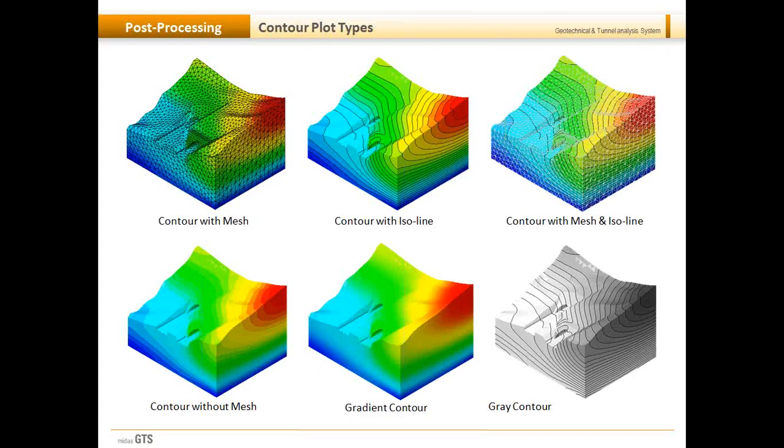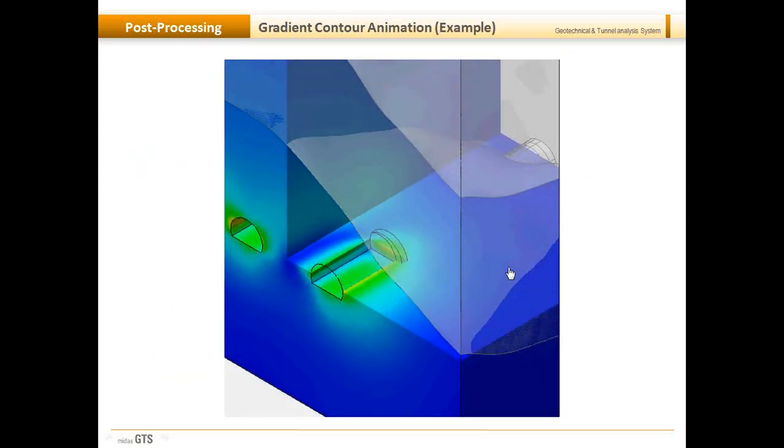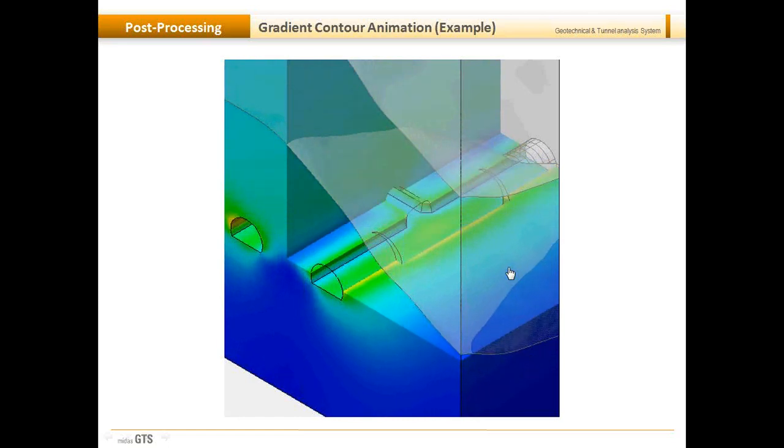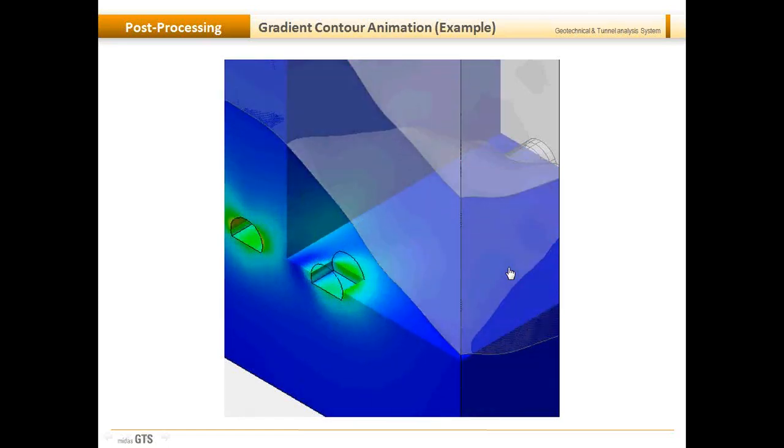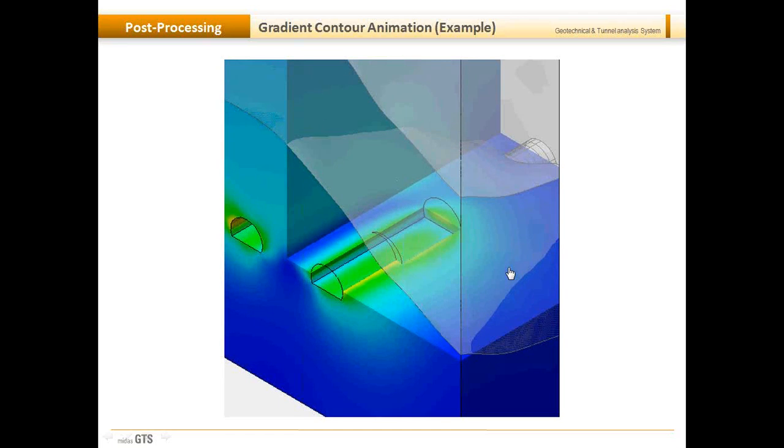We can also see our contours in different types: contour with mesh, with isolines, or with mesh and isoline, contour without mesh, gradient contour and gray contour. So this is an animation representing the gradient contour for stress in a connecting tunnel.